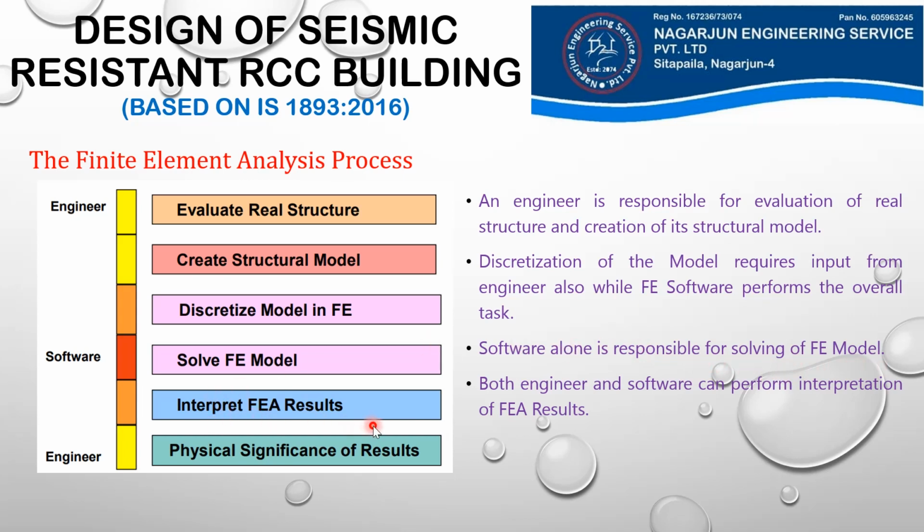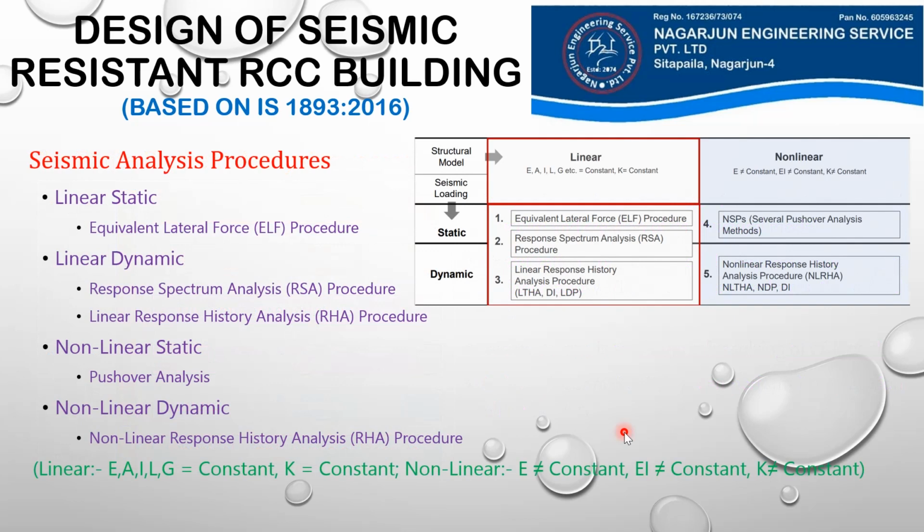Then we have to interpret those FEA results. Some interpretation is done by the software itself, some interpretation we have to do by ourselves. And what is the significance of those results? It is the responsibility of the engineer to determine the physical significance of those results. Both engineer and software can perform interpretation of FEA results.